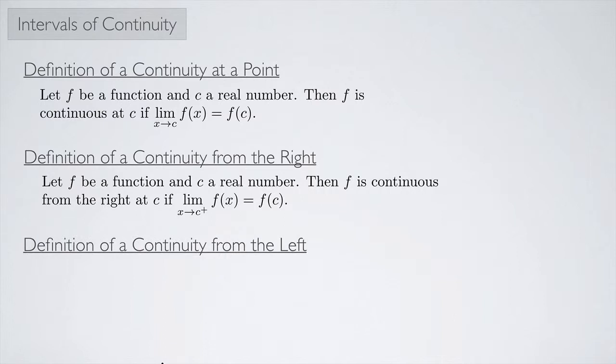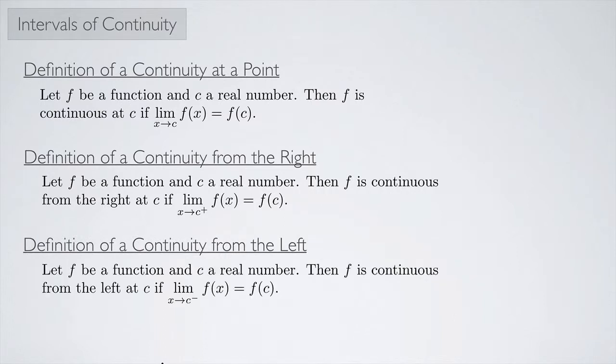And similarly, we can define continuity from the left. Let f be a function and c a real number, then f is continuous from the left at c if the limit as x approaches c from the left of f of x equals f of c. And again, we have a superscript minus sign this time to denote coming in from the left.